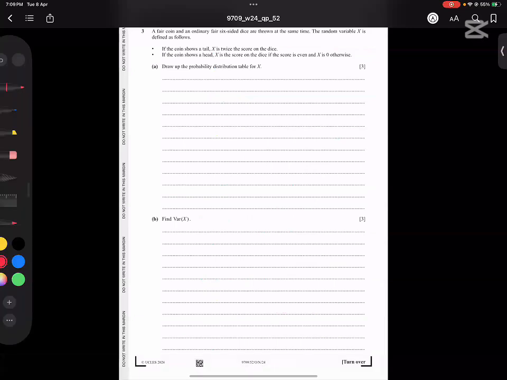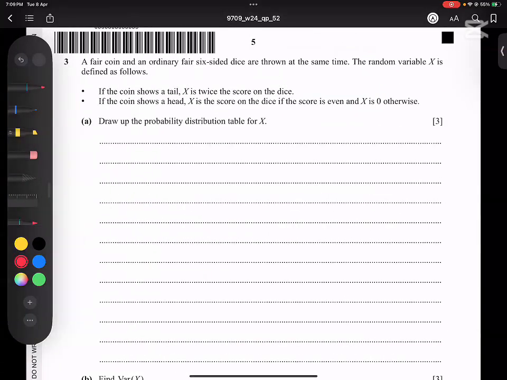So question number 3, we have here a fair coin and an ordinary fair 6-sided dice, thrown at the same time. The random variable x is defined as follows. If the coin shows tail, x is twice the score on the dice. It means if you get a tail, we will multiply the answer coming on the dice by 2. Repeat my words: x is twice the score on the dice. Tail is just helping the plan.